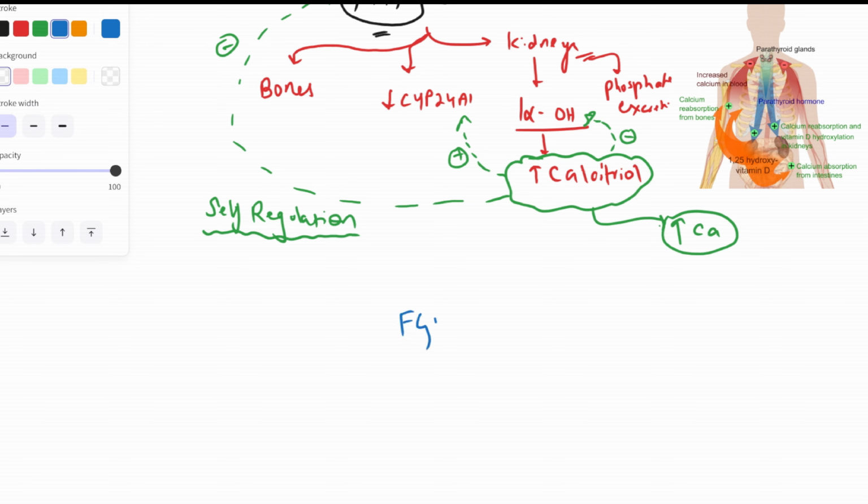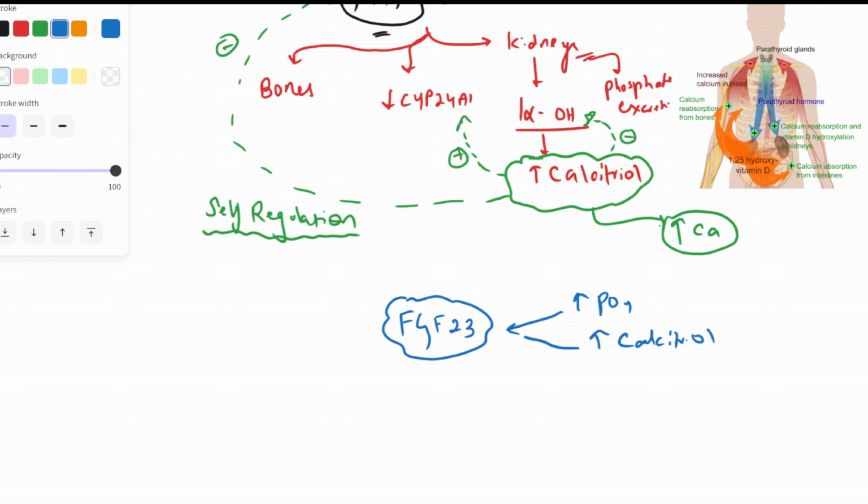Then there's the Fibroblast Growth Factor 23. Okay, this is like the finance minister. Okay, it's a major phosphate regulator. Primarily, it is secreted by osteocytes in bone in response to elevated phosphate levels, hyperphosphatemia, or high calcitriol. So FGF23 is like the finance minister, keeping a strict eye on phosphate levels and preventing their excess.